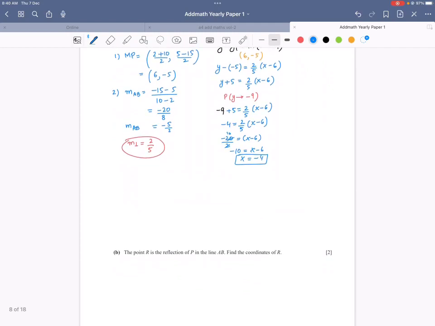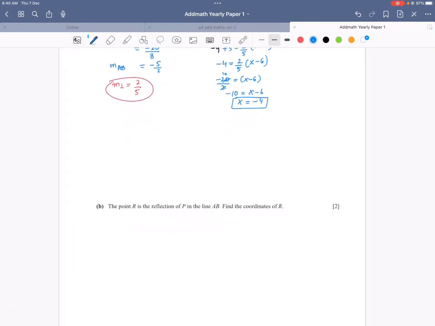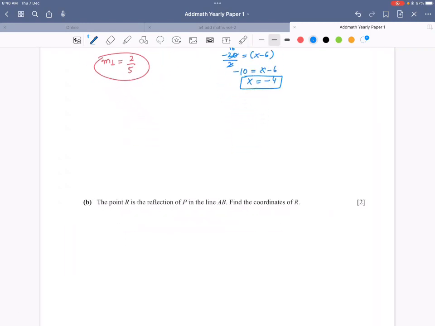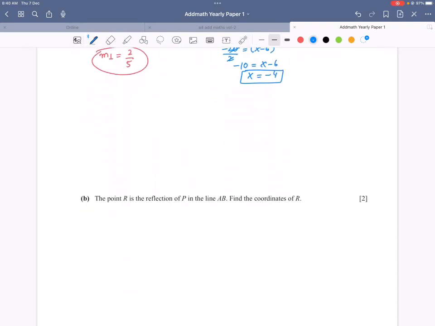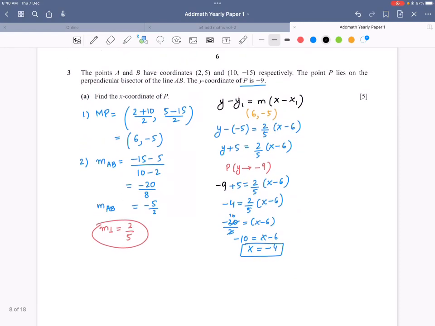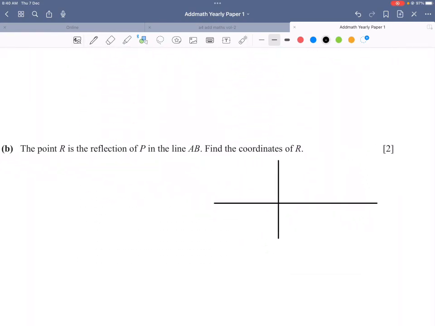After that, the point R is the reflection of P in the line AB. Find the coordinates of R. Alright. So we have the equation for AB, we have the points of AB, so I will construct a rough sketch here. We have coordinates A (2, 5) and B (10, minus 15). So 2 comma 5 will be here, and 10 comma minus 15 will be here, right? So that is the line AB.